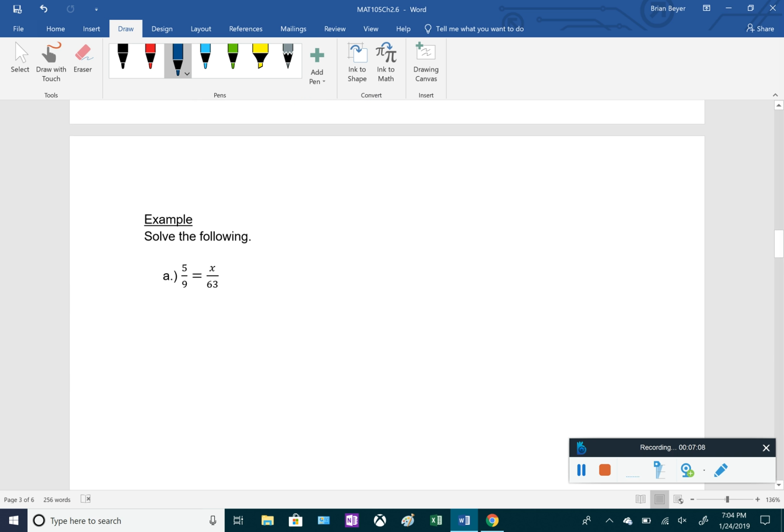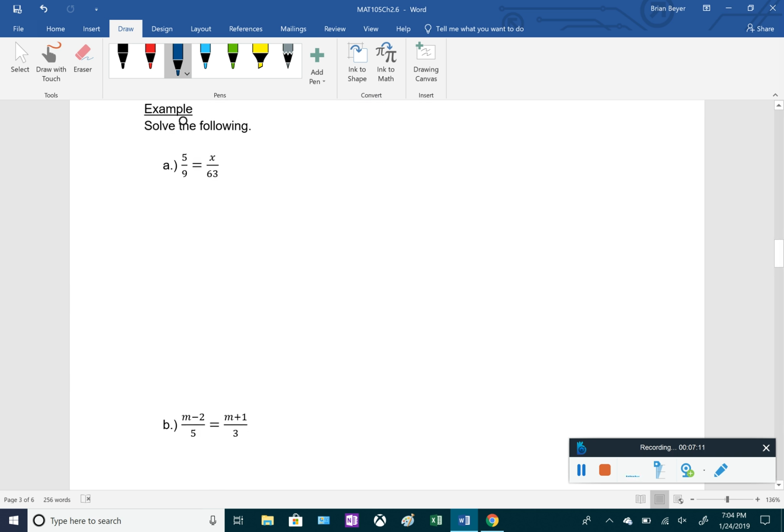Okay, so this cross multiplying is going to come in handy when we're trying to solve equations. So let's say we have the equation 5 over 9 equals x over 63. Technically what we could do here, which would be a little bit shorter actually, is multiply both sides by 63. But let's think about this as cross multiplying. So cross multiplying, it's going to be 5 times 63 equals 9 times x. So denominators to other numerators.